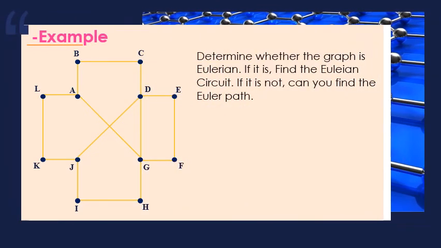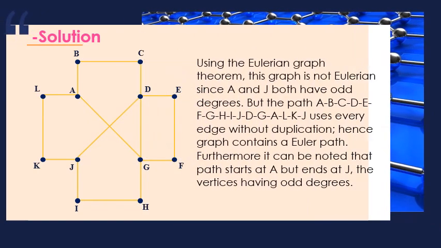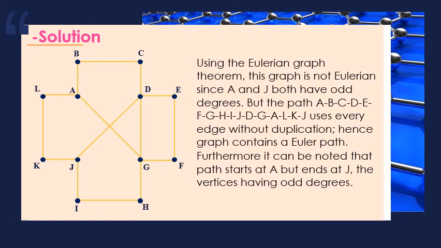So, for example, determine whether the graph is Eulerian. If it is, find the Eulerian circuit. If it is not, can you find the Euler path? So, paano natin siya i-determine? So, take note, using Eulerian graph theorem. Ang theorem nga gingamit to identify kung Eulerian siya or indi is Eulerian graph theorem.